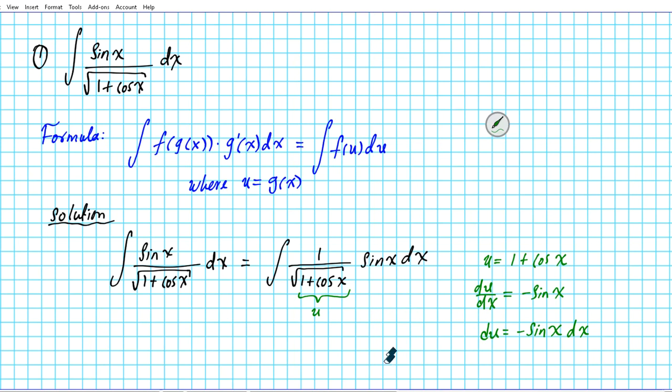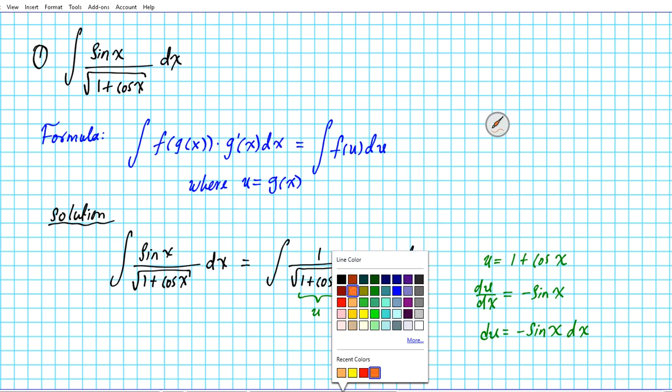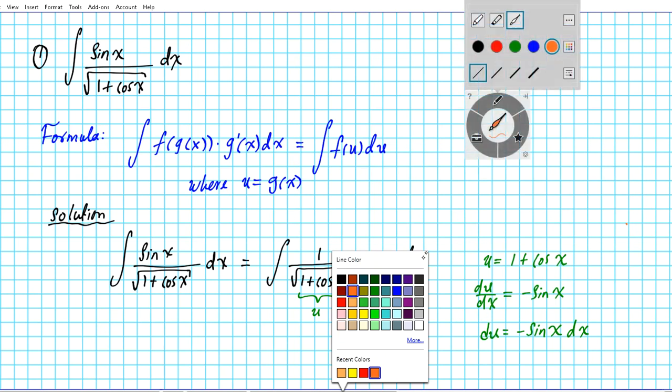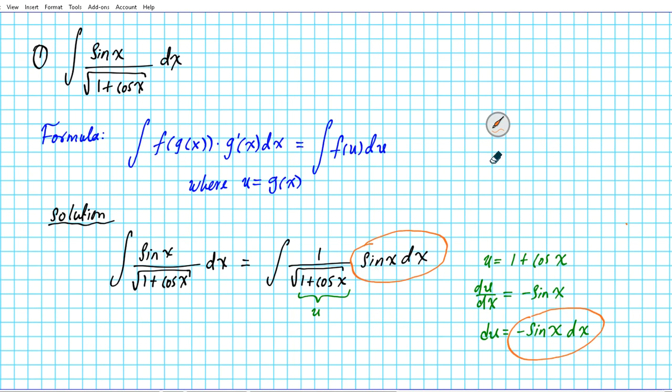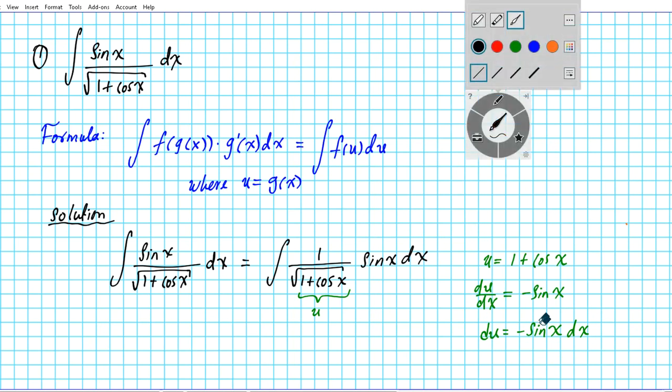So the question is, do we have a perfect match? If you look at what we have here, we have negative sine x dx, and over here we have sine x dx. Do we have a perfect match? The answer is no. We have a mismatch. The mismatch is that there's a negative with the du, and this function doesn't have a negative. So we have to rectify that difference before we can make a clean substitution. To fix that problem, we're going to divide both sides by negative 1.